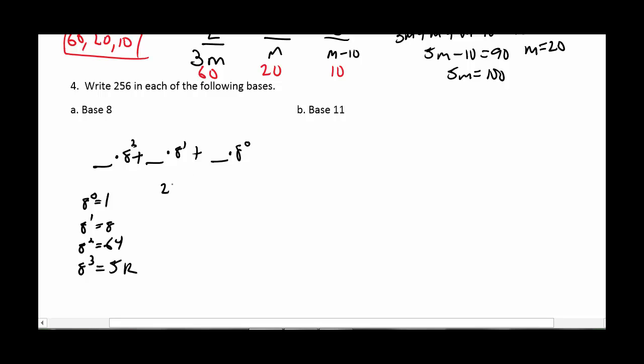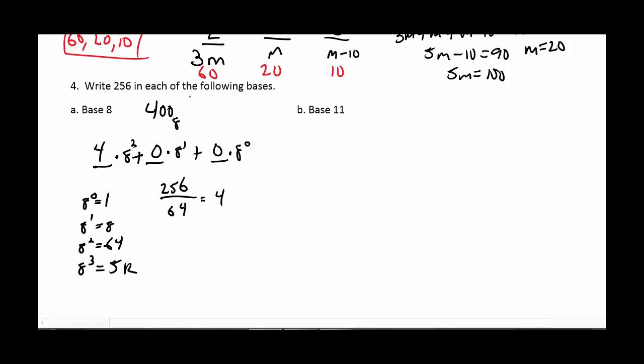So what I want to know is how many times does 64 go into 256, and in particular, what's the remainder? So if I type that in, I get 4. So it goes in there 4 times evenly, and that means that there is no 8 to the first and there's no 8 to the 0th power. Okay, so that means 256 translates to 400 in base 8.